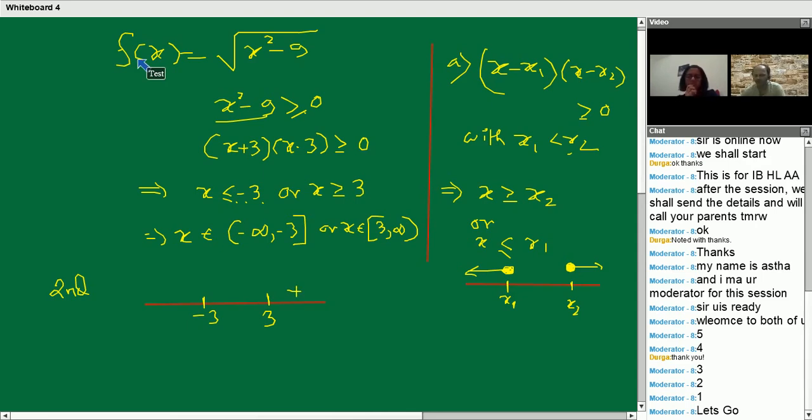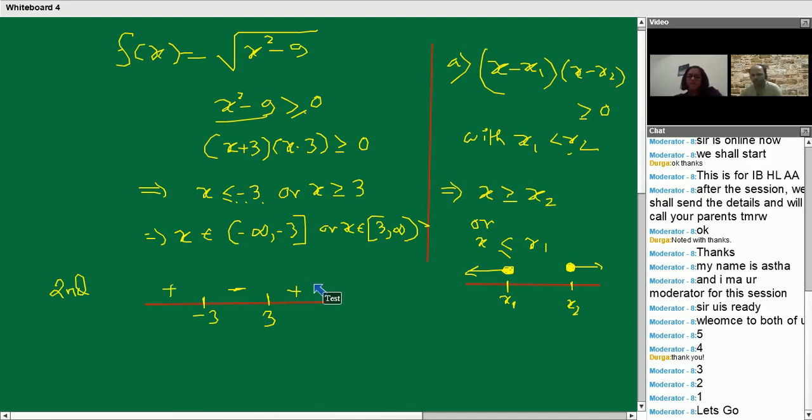So it is called a sign diagram. And in between, any value between negative 3 and 3? 0. Okay, if we consider 0 and substitute over here, you'll get negative 9. So it's negative. To the left of negative 3? Negative 4. Let's substitute over there. You'll still get positive 7.